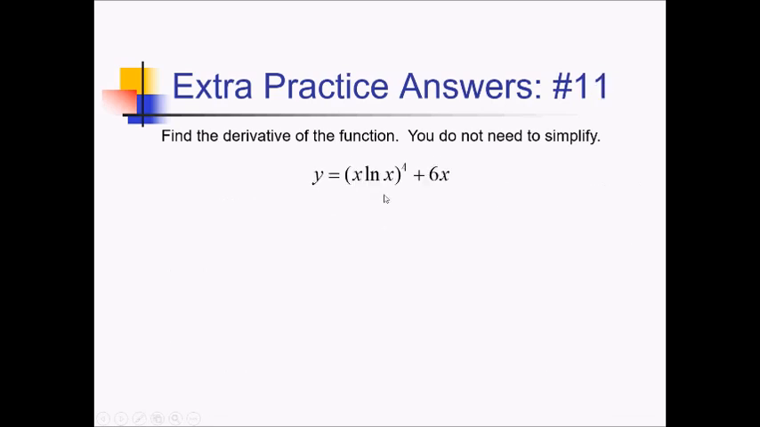To find the derivative on this one, there's a few things we have to do. This first expression here, we have a chain rule going on. We have something to the fourth power, so the derivative of that is going to be 4 times something to the third, so 4 times that product to the third power. But now we have to multiply by the derivative of x ln of x, and for that we are going to need the product rule.